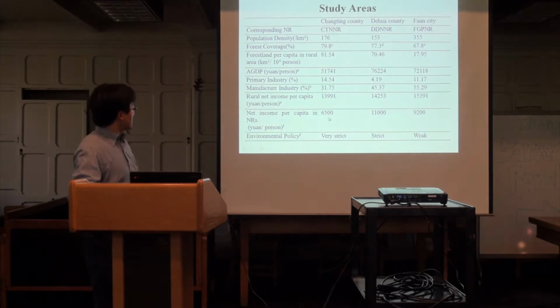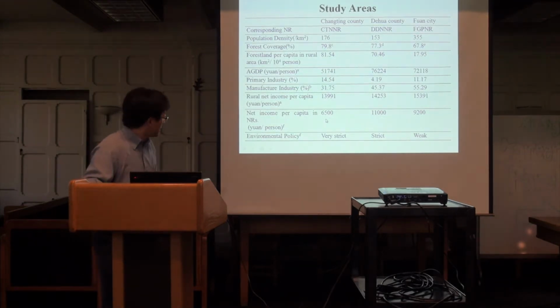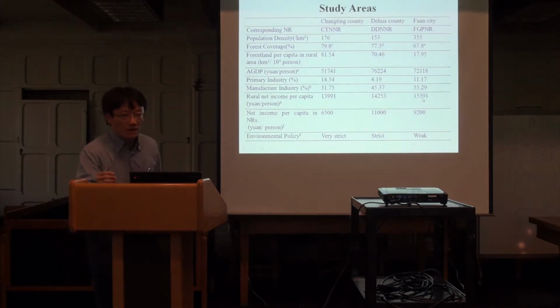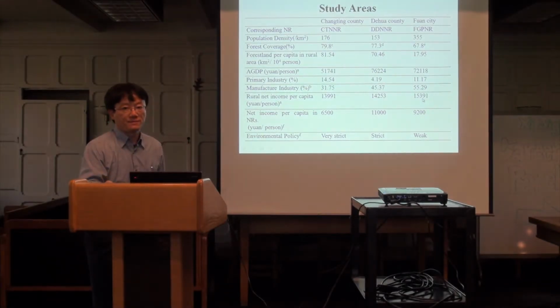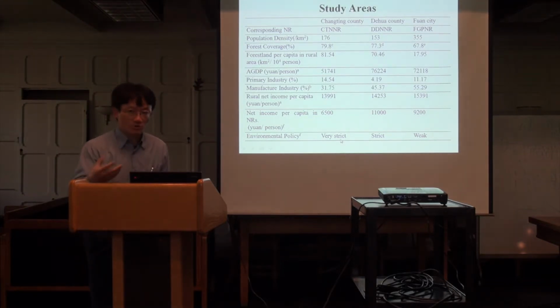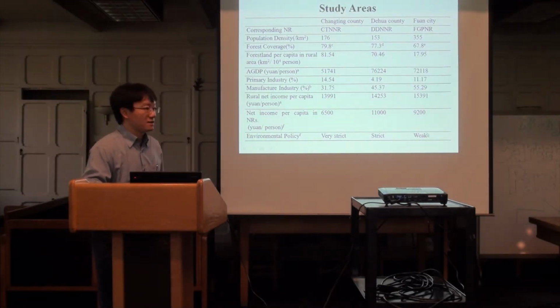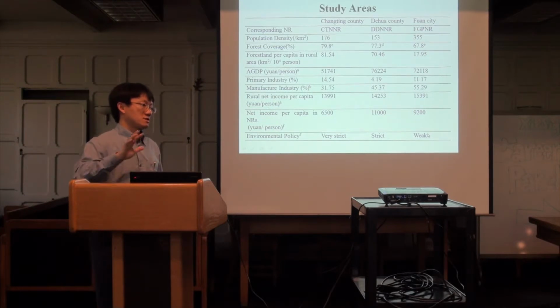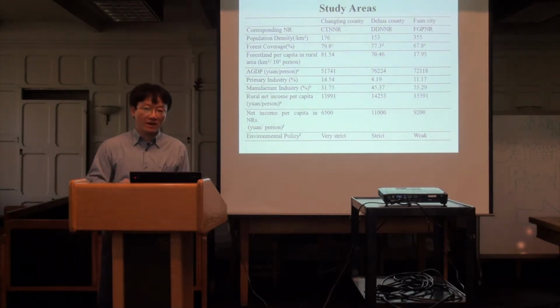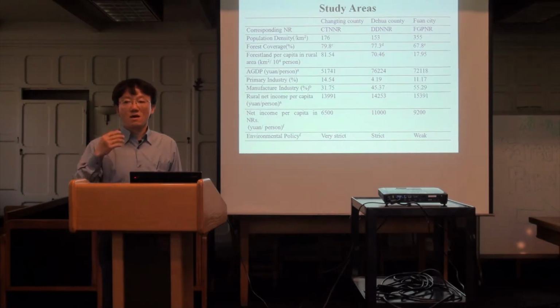The first one is quite poor, and the third one is a bit richer. The environmental policy for the first one is very strict, and the third one is a little bit weak. So that means there is very significant heterogeneity among different areas.